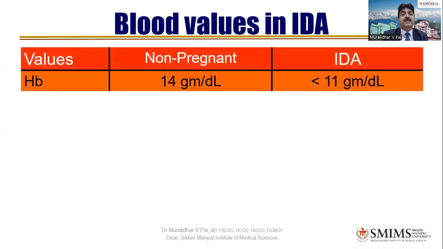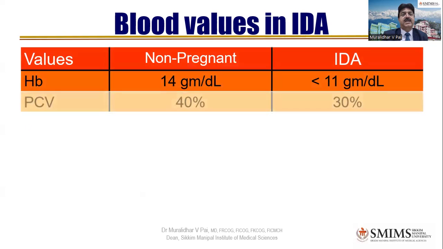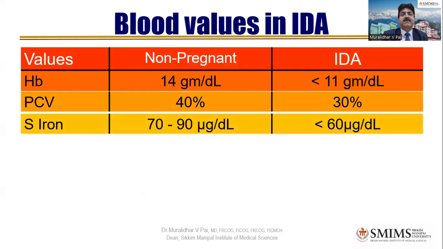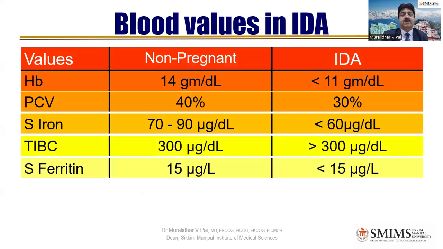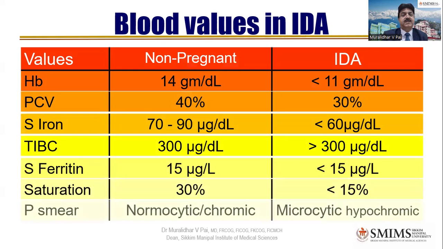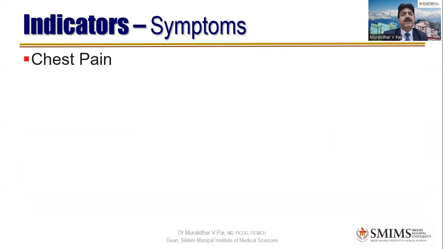Blood values in iron deficiency anemia: HB will be less than 11, PCV less than 30, serum iron less than 60, TIBC more than 300, ferritin less than 15, saturation less than 15, and peripheral smear shows microcytic hypochromic. I have rounded all these figures for easy remembrance. It's like a table of 15. Use it again, make it ferritin 15. It's that rhyme also.